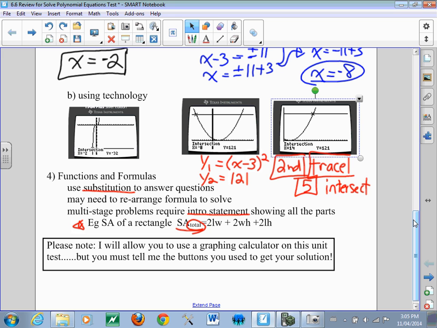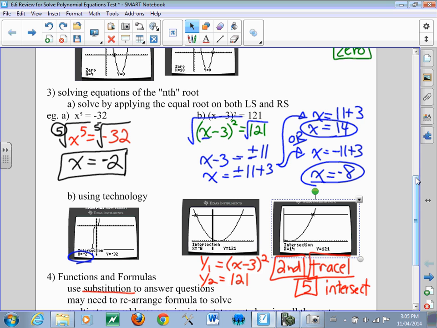Please note that I will allow you to use a graphing calculator in this unit test, but you must tell me the buttons you used. Please don't just give me the answer, for example x equals -2. Make sure you explain what you did to get it. You can also use it to show your mathematics, and if you have extra time, by all means check using your technology.